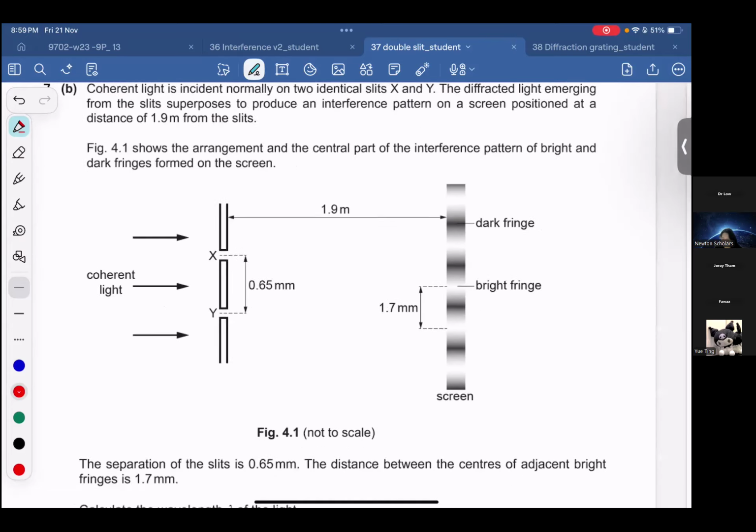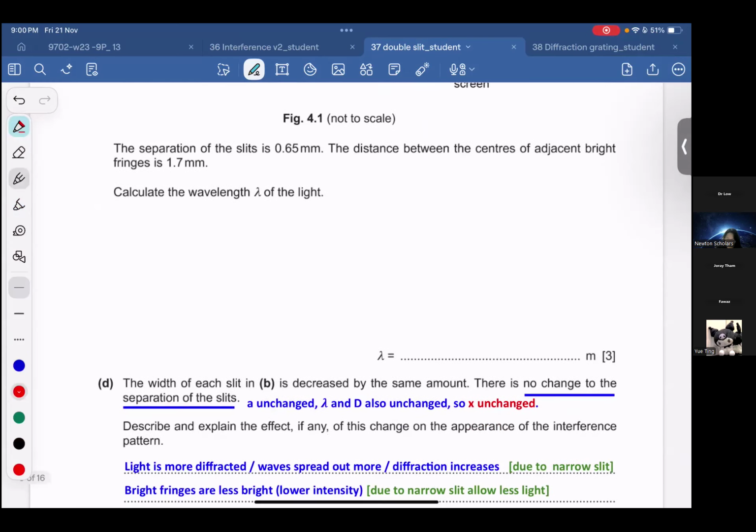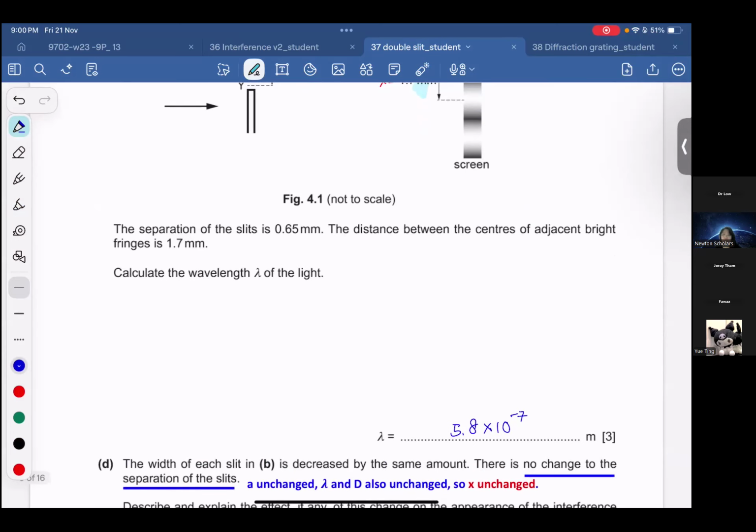Okay, next one here. This is your a, this is your D, this is your x. Nothing to trick you, but just don't forget about the m. Here you have to convert to meter, only do substitution. So this one I am also not going to talk. Can you write it down? The final answer should be 5.8 times 10 to the power of negative 7 m, because nothing difficult, just substitution only.